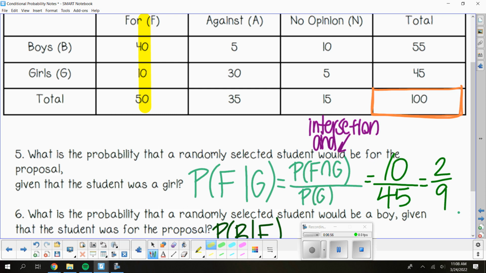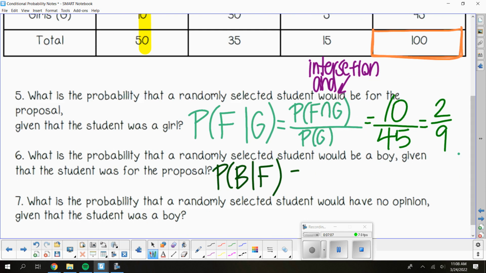So always start with your given. I'm given that they are for. How many of those are also boys? Well, my overlap is right there. So 40 out of my 50, 40 boys, given they were for. And I'm reducing, 4 out of 5.